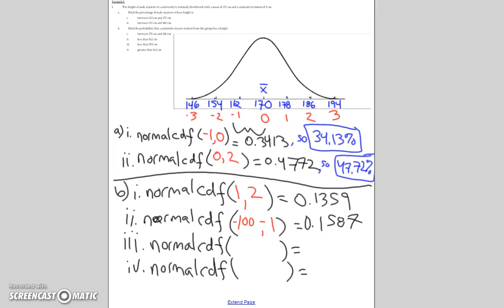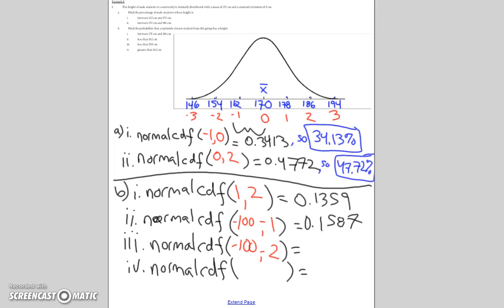Welcome back. So for number 3, it says less than 154. 154 is at -2, so that's my right-hand bound. And then I'm continuing to go down forever, so let's try -100. If you wanted to be a wise guy and do -99 or -5024, something like that, you're fine. Just remember, it's a big negative number.